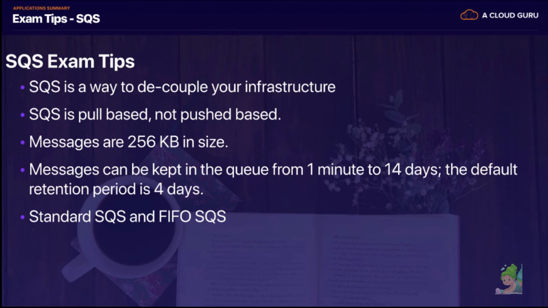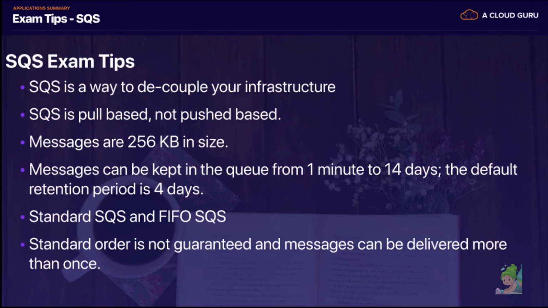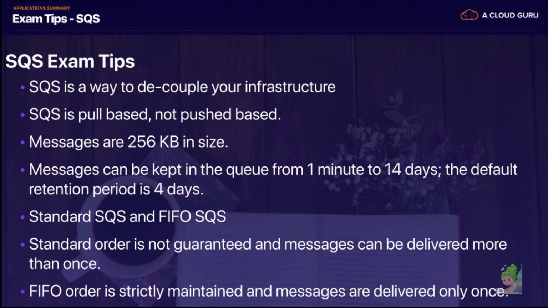And then just remember the two different types of SQS. So we've got standard SQS and we've got FIFO SQS, and you have to understand the different use cases for them. So standard, order is not guaranteed and messages can be delivered more than once. With FIFO, order is strictly maintained and messages are delivered only once. So really remember that going into your exam. Remember the difference between standard and FIFO.